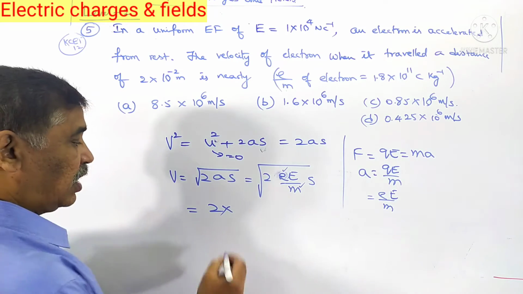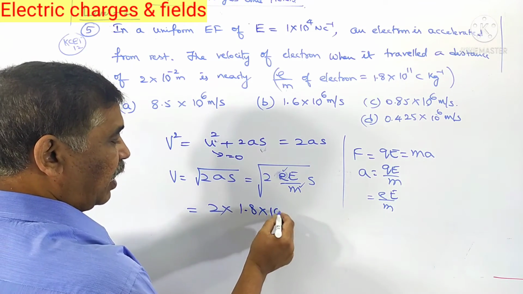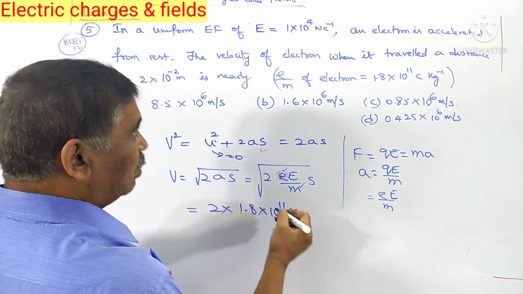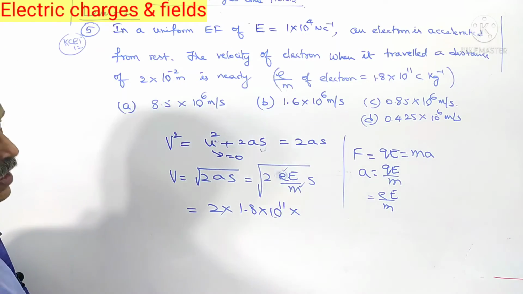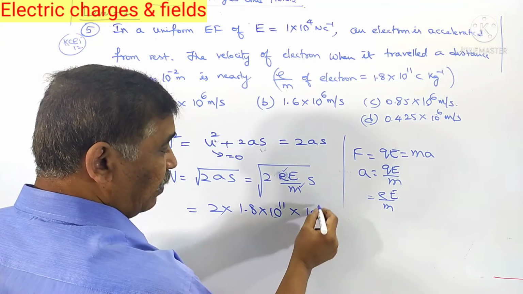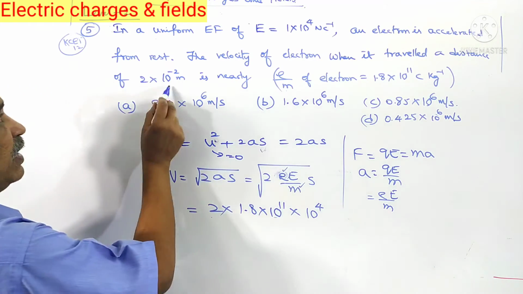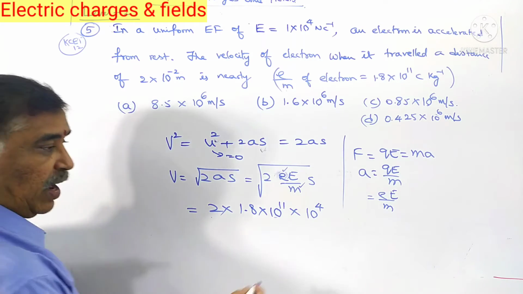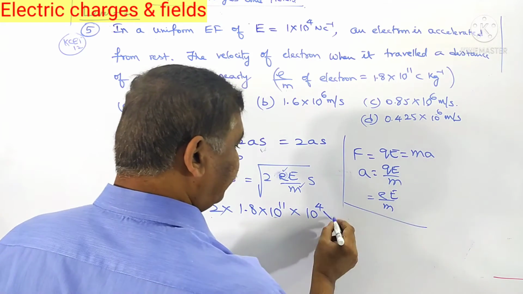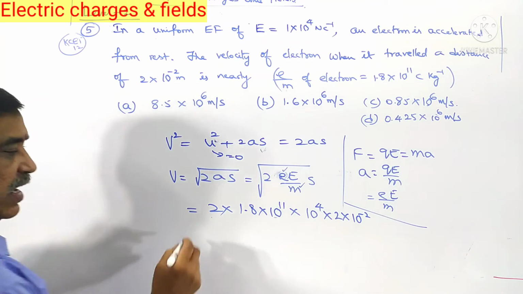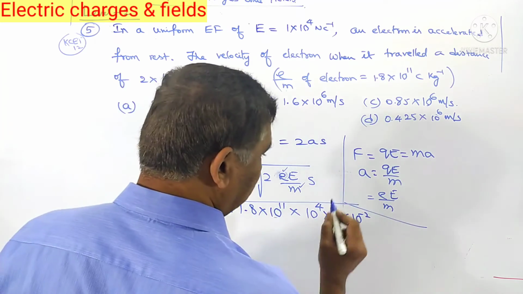Directly we substitute that, 1.8 into 10 power 11. This we have to substitute. Then E is left out. If you observe in the problem, it is given as 10 power 4. I put that value. Then one more is there, displacement. Displacement is 2 into 10 power minus 2. That also do it. 2 into 10 power minus 2. So this part is under square root.